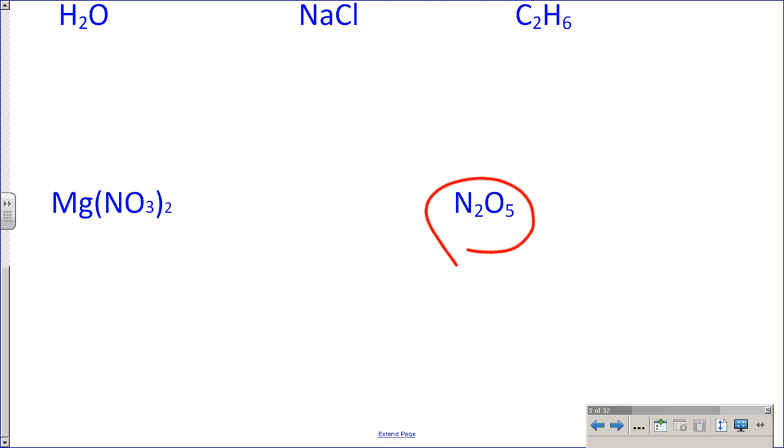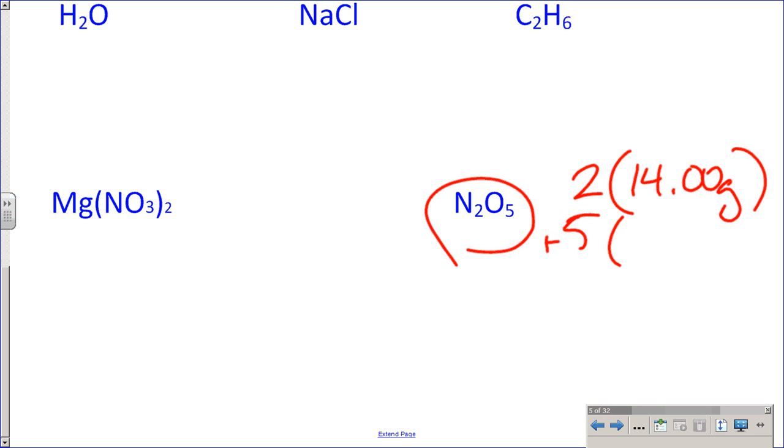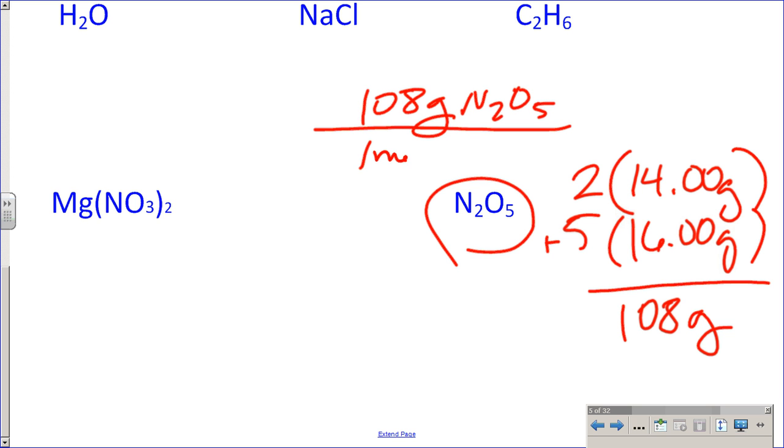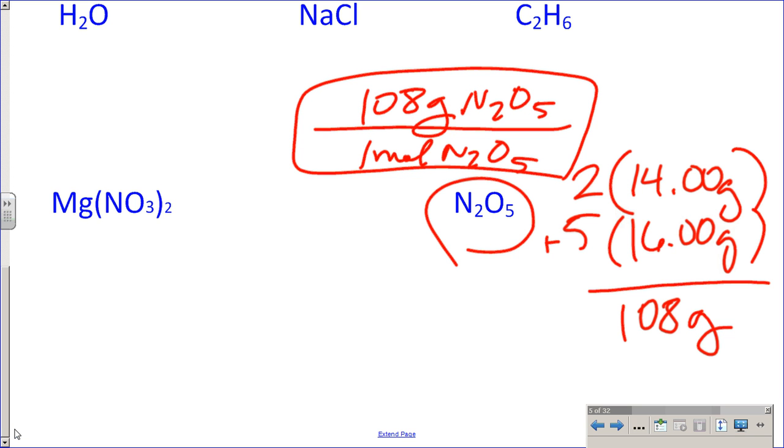Okay, so nitrogen weighs what? 2 times nitrogen. Okay, so that's 14 each, right? Plus 5 times oxygen, 16 each. What is it? Thank you. I was trying to do that in my head real fast. Okay, that's the molar mass. Molar mass you have to express as grams per mole. So I would write this as 108 grams of dinitrogen pentoxide per 1 mole of dinitrogen pentoxide. That's truly what that means. That is equivalent to 1 mole of that.